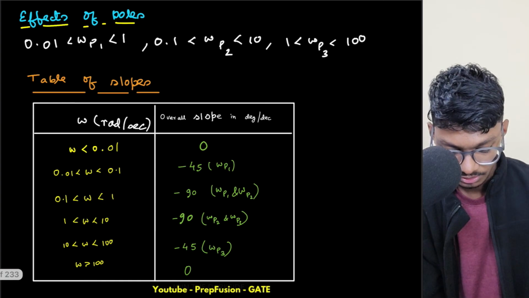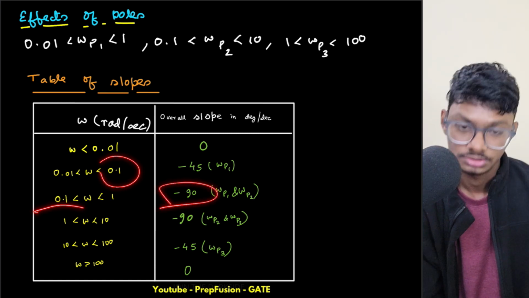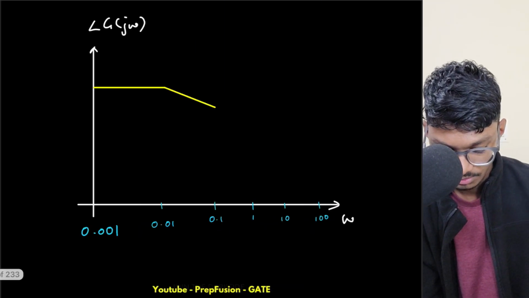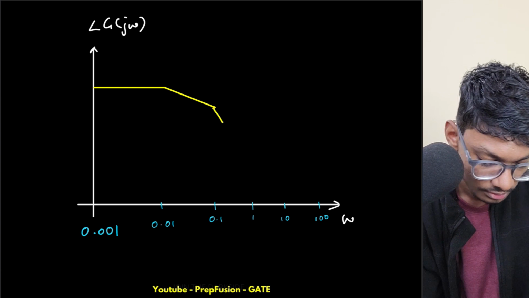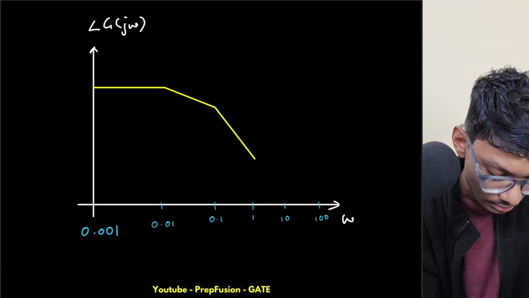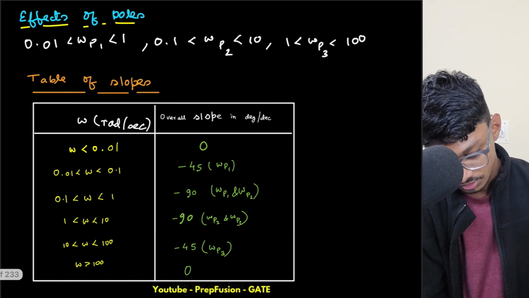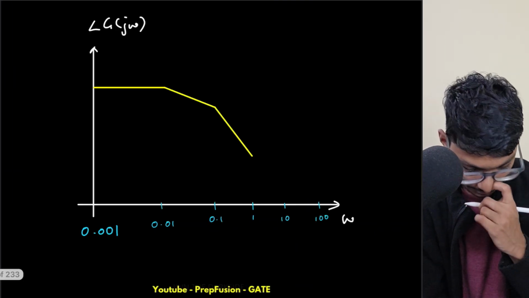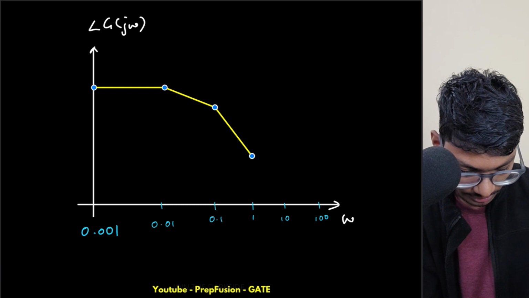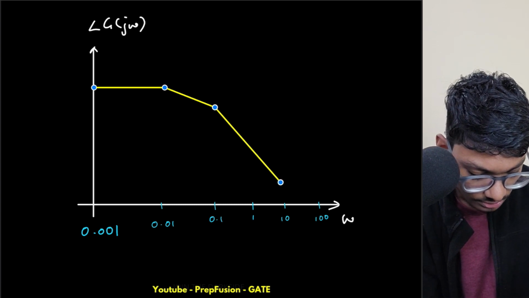After 0.1, what is happening? After 0.1, the slope is going to minus 90 degree per decade. So it further reduced by minus 45, so the slope has gone to minus 90 degrees per decade. And after 1 also, the slope is still the same, minus 90 per decade. So we can extend this like this.